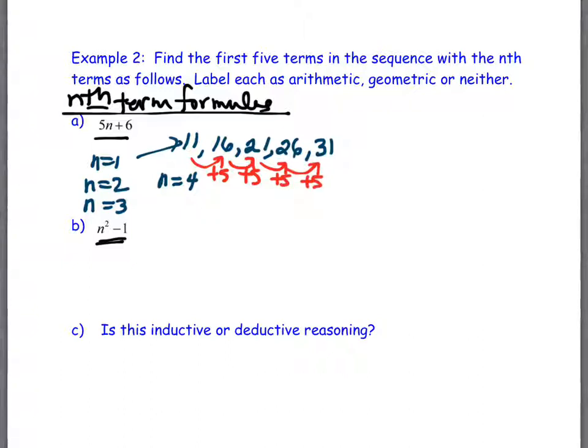Because it's 5n. That's what the 5 in the number 5 times n does. It progressively adds 5 to the number as it ticks to the next term. All right, so if I'm adding 5 every time, is this arithmetic, geometric, or neither? It's arithmetic. Arithmetic is a sequence where the same number is added every time to get the next term. So this one's arithmetic.